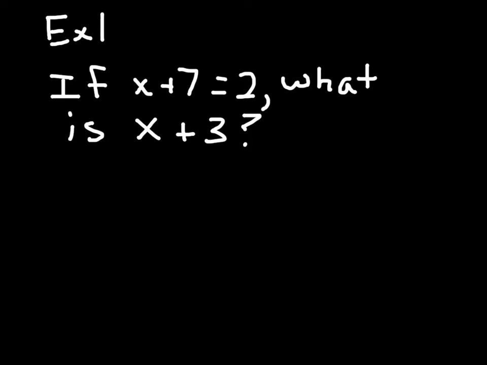In example 1, let's go in depth on what we mean by two-step problems. Now in this problem, they say if x plus 7 is equal to 2, what is x plus 3? So they're asking, what is x plus 3? Now if I'm going to be able to answer that, I've got to know what x is. If I knew what x is, I could take that value, add 3 to it, and then I would know what x plus 3 is.